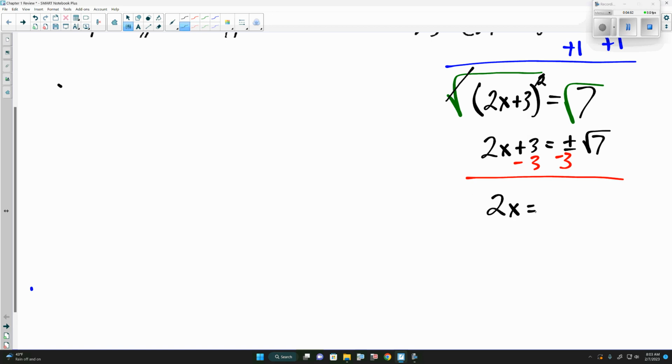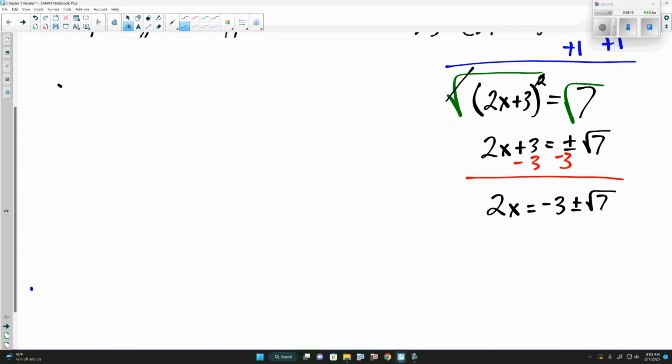which on the left-hand side will give us 2x. Now, standard notation states that we put the negative 3, or when we're subtracting the 3, in front of the plus or minus, just so that we know that the plus or minus is mainly attached to the square root of 7.